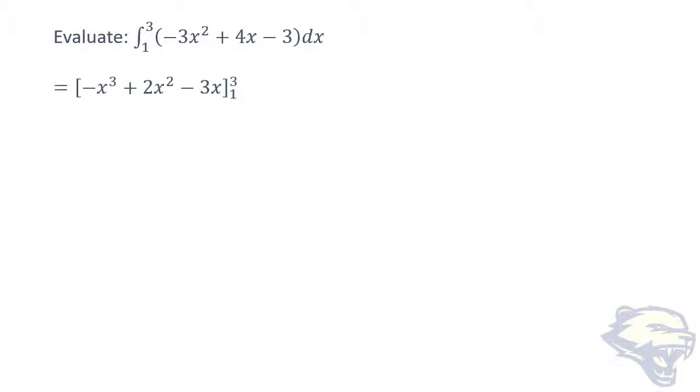Okay, so negative 3x squared becomes negative x cubed. I'm going to divide out the 3. 4x is going to become x squared, so if I divide by the 2, that's 2x squared. Minus 3 becomes minus 3x. So then we're evaluating that from 1 to 3, so we're putting it in the little square brackets.